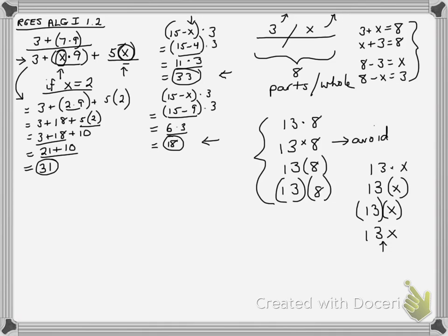Now, I could not have done that here, because if I had the number 13 right next to the 8, I would think that's the number 138, not 13 times 8. So you cannot do that. But when there is a variable, there's no ambiguity. Go ahead and work your problems, check your answers, and bring in anything that confuses you to class next time.